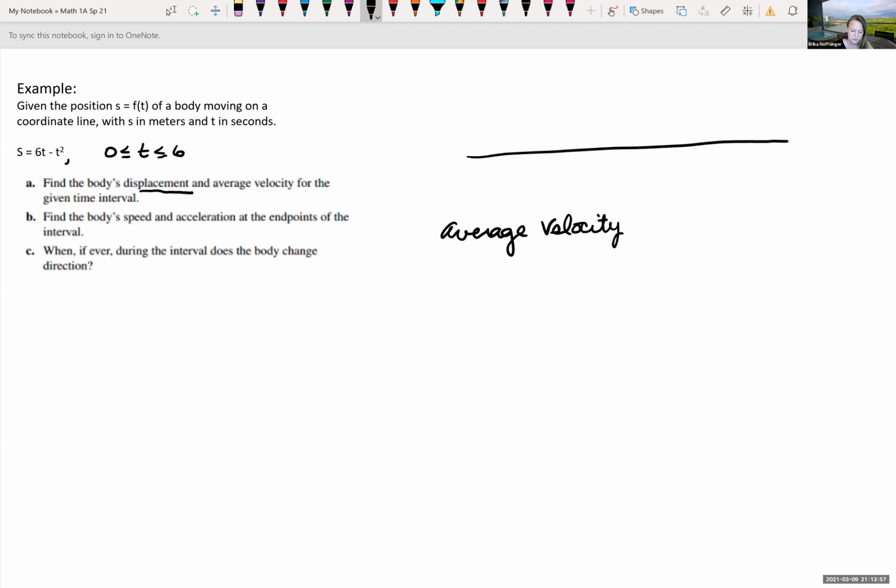Maybe just to help us, we could call this V F. But all that is, we looked at the change in our y, but in this case, it's our change in our s value all over the change in our time. So if we look at this, we need to look at what is s of 0. If we put in 0 in here, we get 6 times 0 minus 0 squared, which gives us 0. So at time 0, our position is 0 meters.